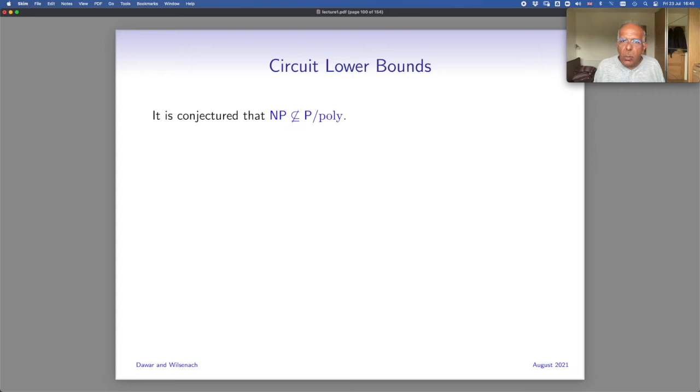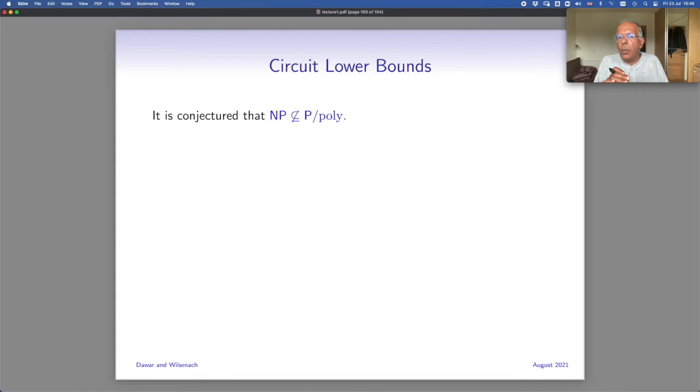Now, part of the interest in circuits is that people think of this as a way of establishing lower bounds, of proving, for example, that P is different from NP, or even the stronger conjecture that NP is not even included in P/poly. So what this conjecture means really is that when you take an NP complete problem, not only is it not computable in polynomial time, but in some sense there's a fundamental combinatorial reason for it, in that consider the following model of computation.